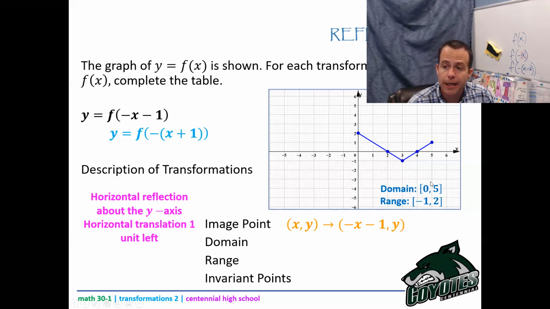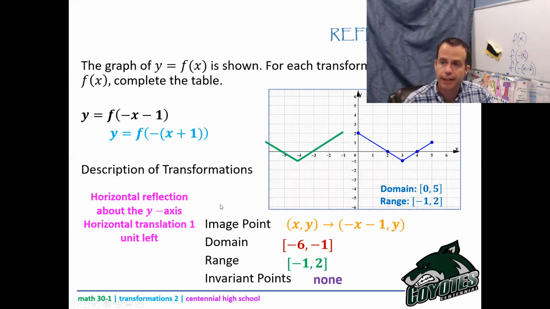Okay, so the domain, I'm just going to plug 0 into here, and I plug 5 into here to get my new endpoints. So I end up with -6 to -1. And then my range, well, I actually didn't do anything to the y stuff, so the range should stay exactly the same. The invariant points, I have moved everything to the left 1, so the invariant points, there are none of them. Okay? Good. I hope this is feeling okay. Here's what your picture should look like. I'm hoping you had paused me and drew that yourself.